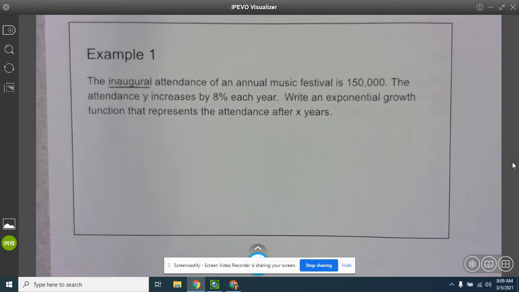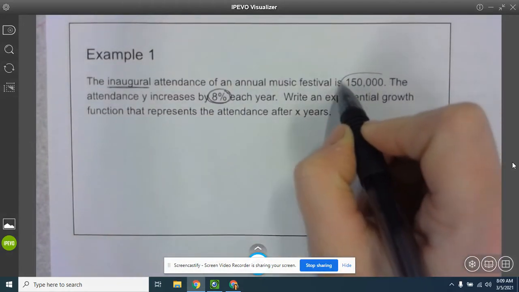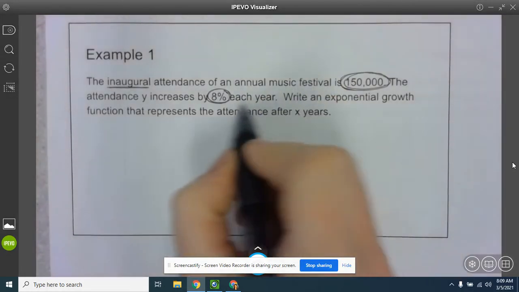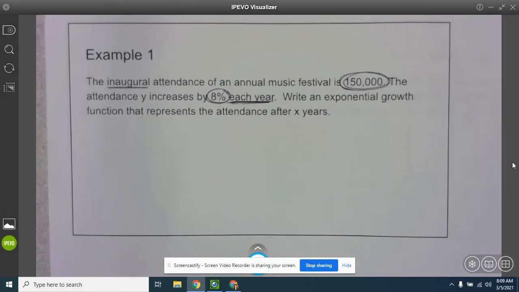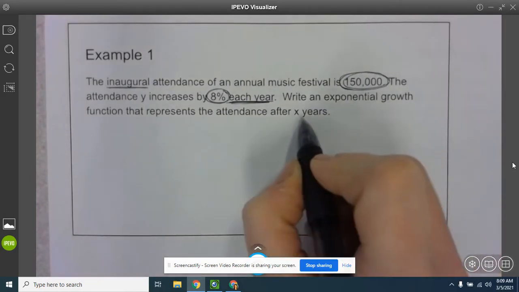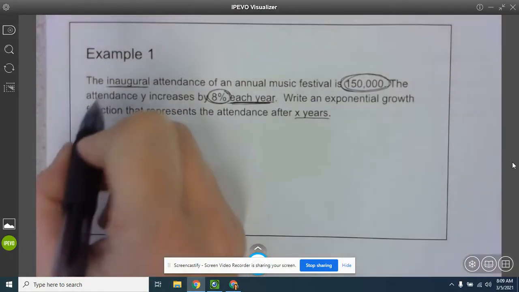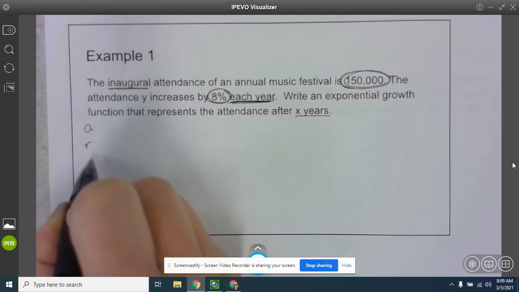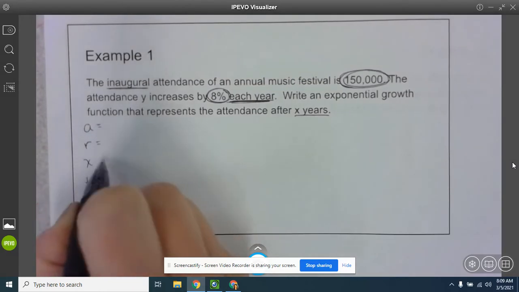So the attendance Y increases by 8% each year. That's an important piece of information I need. This 150,000 is another important piece of information that I need. And I need to know that it's happening each year. Write an exponential function that represents the attendance after X years. So I need to know A, I need to know R, I need to know X, and I need to know T.